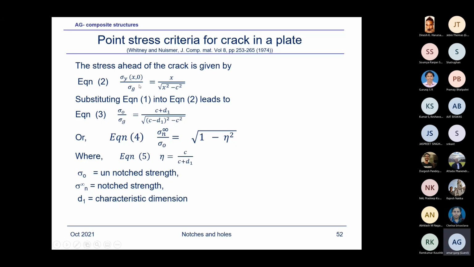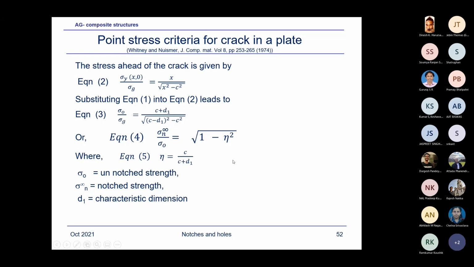Substituting equation 1 into equation 2 leads to this, juggling with the equation. I have written this sigma n infinity, which denotes that for an infinite plate, a larger plate, for a particular semi-crack length C, it is equal to 1 minus eta square, and eta is defined by C upon C plus D1. So this expression for the notch is far simpler than the point stress criterion for the hole, where you won't remember the equation easily, and this one you can remember easily.